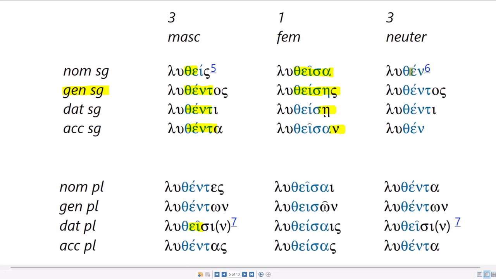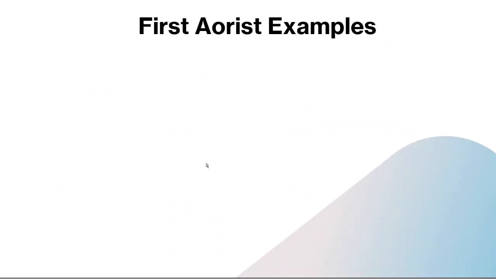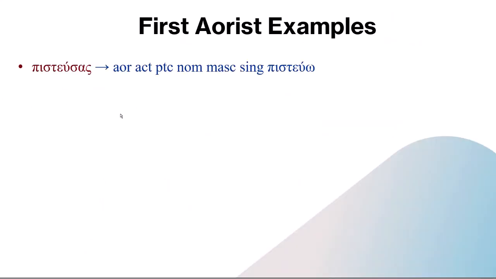And the neuters are just normal third declension. And again, the nominative singular and the genitive singulars are the ones to focus on for memorization. Let's look at some first aorist examples. So we have pistusas, an aorist active participle, nominative masculine singular from pistuo.